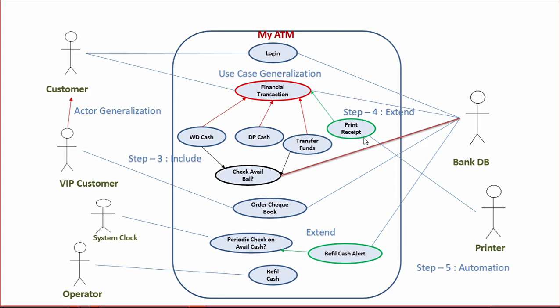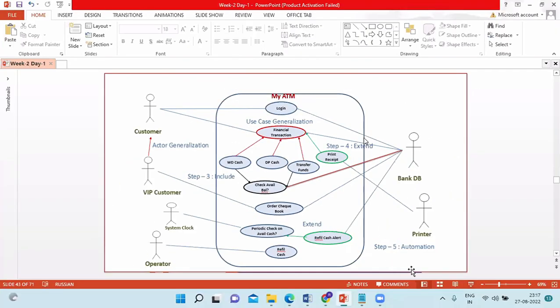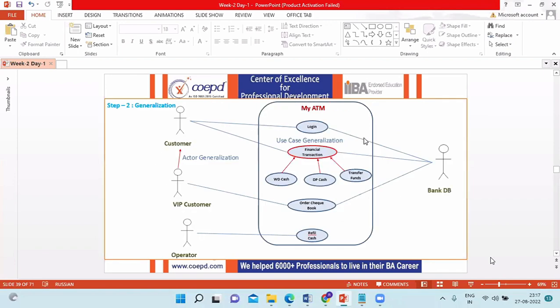Here, who is sending the alerts? A living being or a non-living being? A non-living being, the system clock. This concept is called automation. That means we are making the machine behave on its own. Am I right? Correct. So this is the way you need to prepare the use case diagram. Do you all understand?